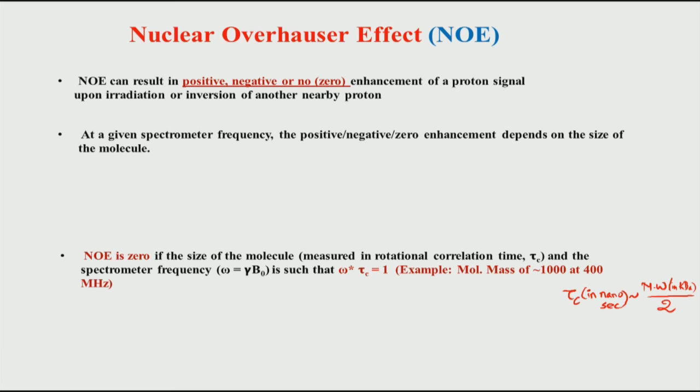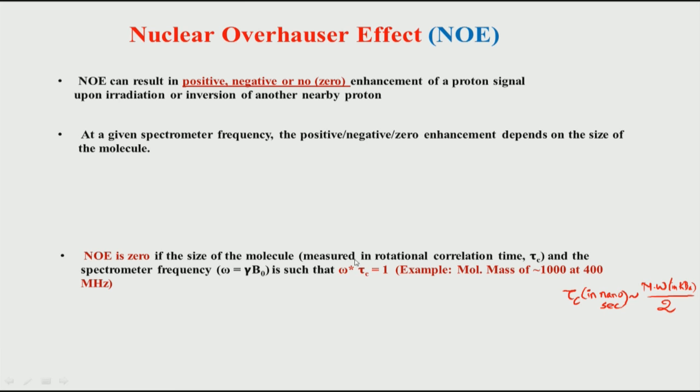So it is very important to keep in mind what kind of spectrometer you are working at and what kind of molecules you are looking at, because by accident this may come close to 1. Remember, it does not have to be exactly 1, it can be nearly 1; plus or minus 10 or 20% will also result in no NOE effect, and you will not be able to get any information on the distance in this molecule.